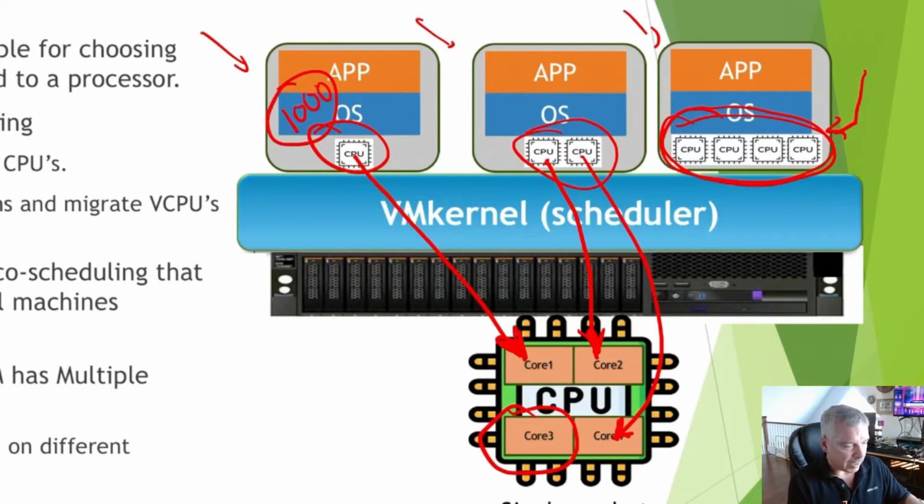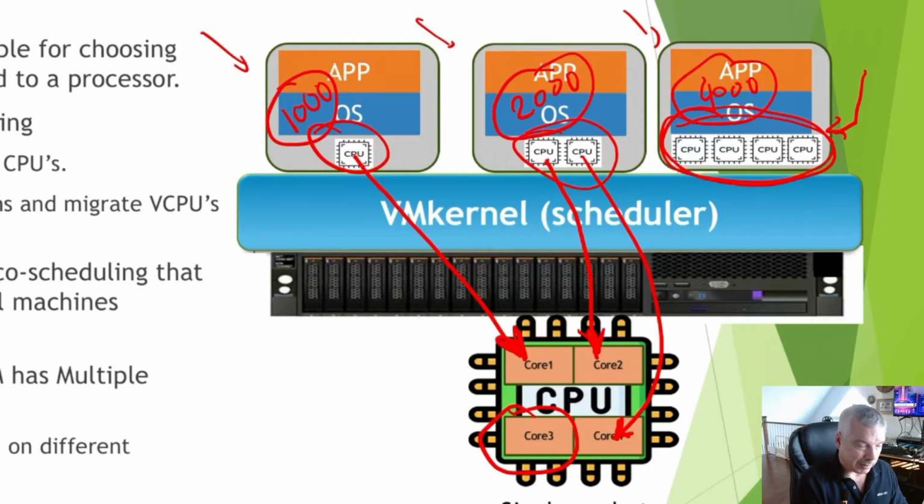So this guy would have 1,000. This guy's got 2 virtual CPUs. He'd have 2,000. This guy would actually have 4,000. So technically, he should be able to get higher priority. But remember, it's not like a reservation. It's not guaranteed, okay?